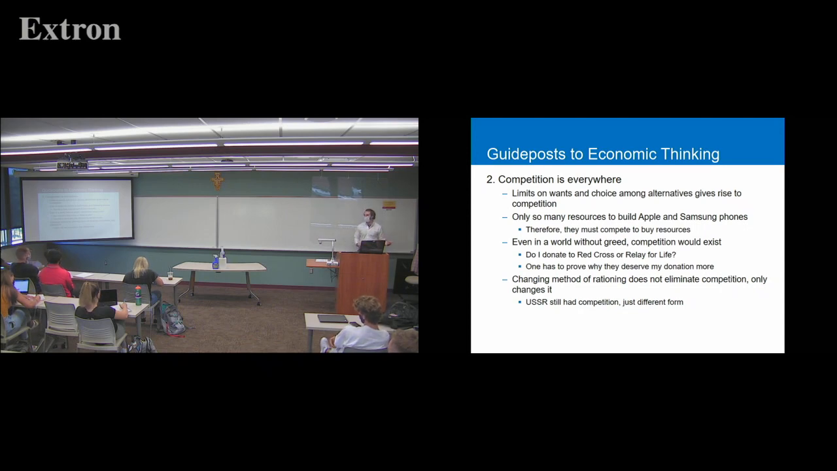And changing the method of rationing doesn't eliminate competition. It only changes the type of competition and what you're competing for. In the Soviet Union, even though they were a centrally planned economy, with the government determining how much should be produced, what should be produced, and how they should produce it, there was still competition. It was just a different form of competition. You had to convince the production committee that your product was more important, that steel was more important than iron, I don't know. There was still a limit on the resources, so they still had to find a way to compete to determine who got what.